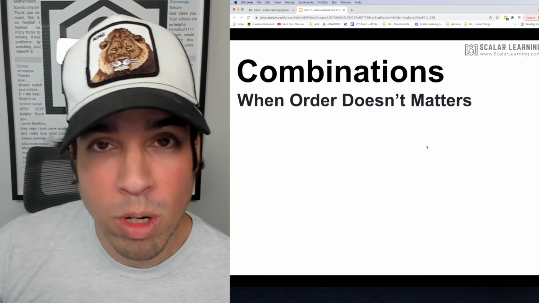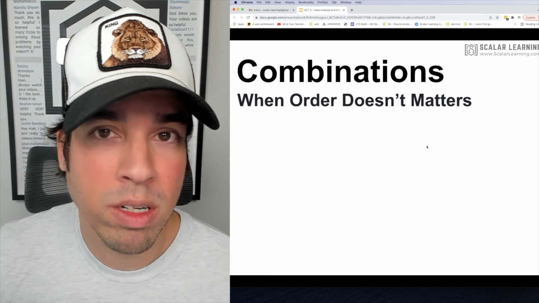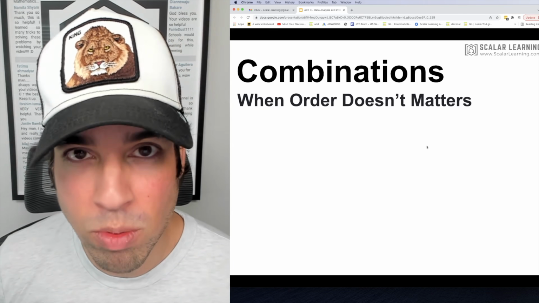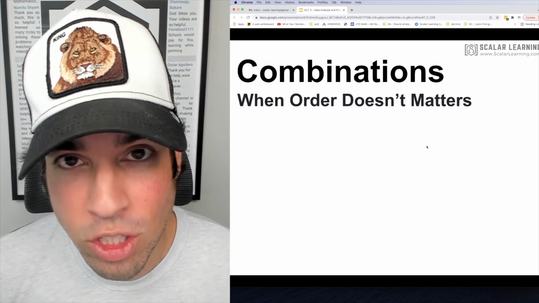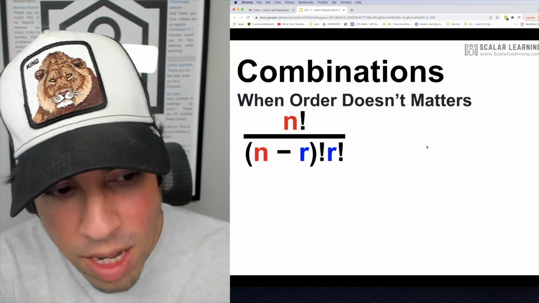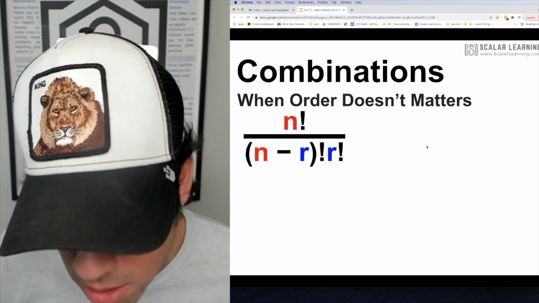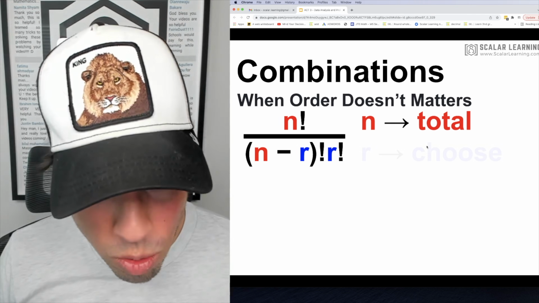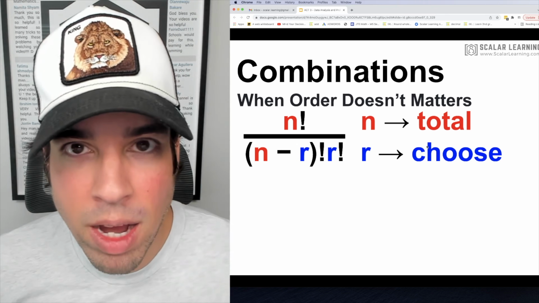So I can get pepperoni and mushroom. I can get onions, pepperoni, and mushroom. I could get green peppers and pepperoni. So these are all different combinations. So this formula is very similar. It's the same as the permutation formula, except it's got an extra r factorial on the bottom. And once again, n represents our total, and r represents the number of items we're choosing.